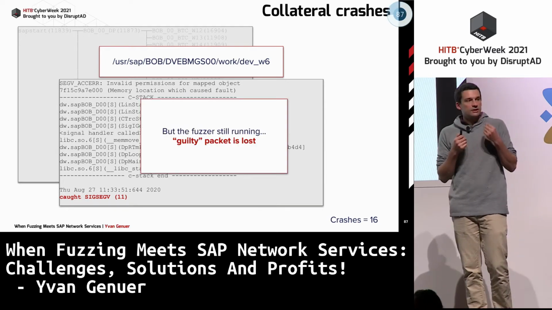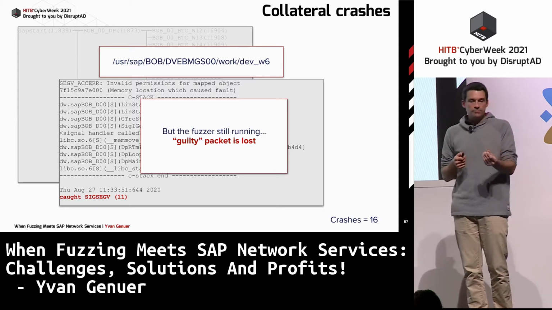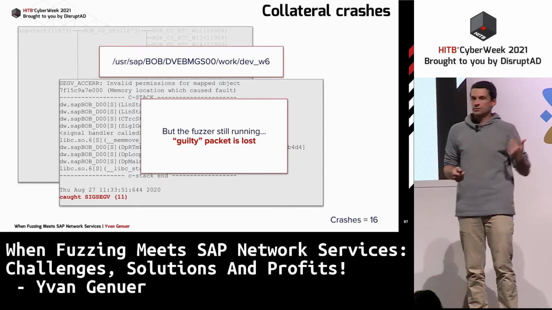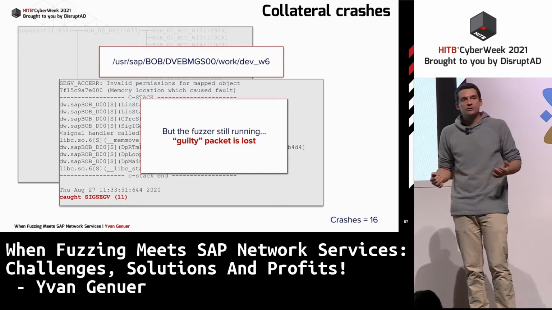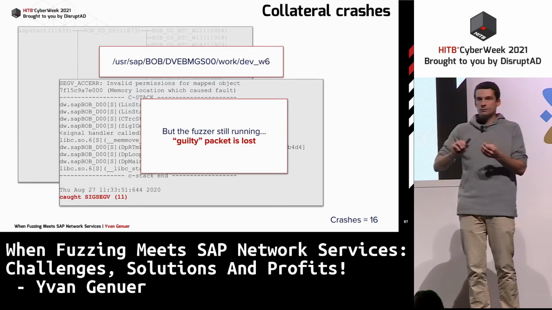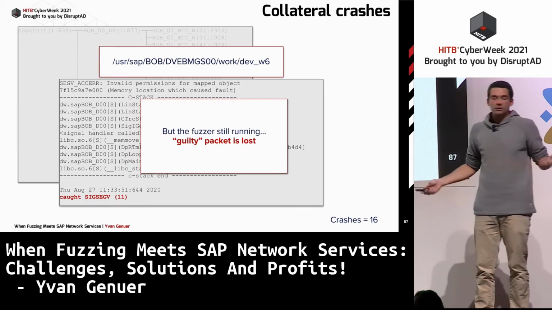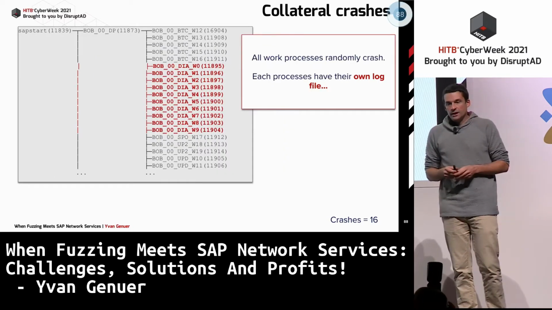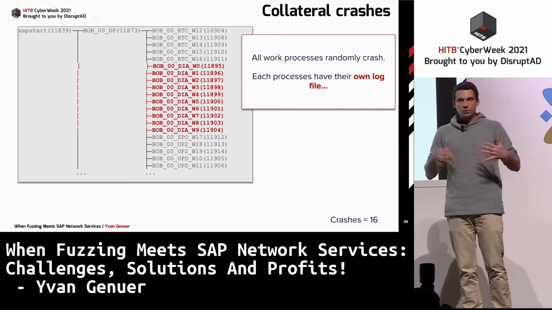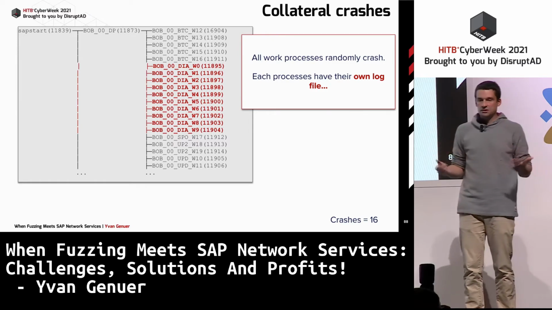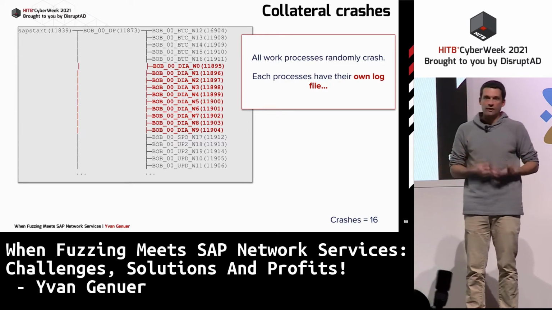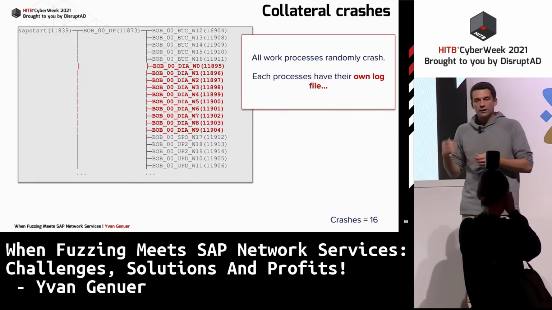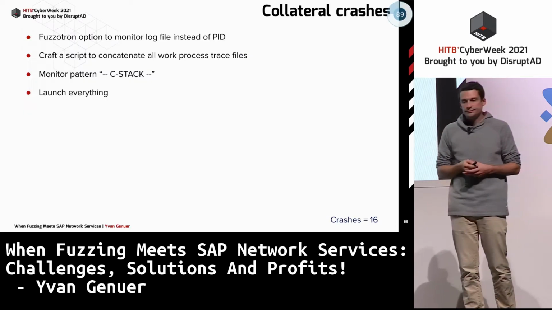But because the dispatcher, the main process, is still up, the fuzzer never stops. And if the fuzzer never stops, the fuzzer never backs up the last packet it sent. So what we call the guilty packet, the malicious packet you really sent to cause the crash, is lost. The packet you would like to extract is completely lost. And of course, the work process crashes randomly. Sometimes it's 0, sometimes it's 6, etc. And each work process has its own log file. So we needed to figure out how to work with these log files and not with the PID of the dispatcher.